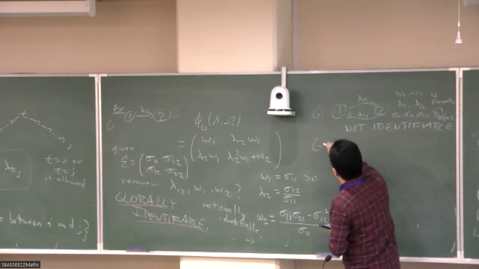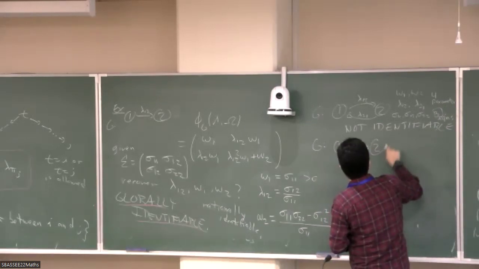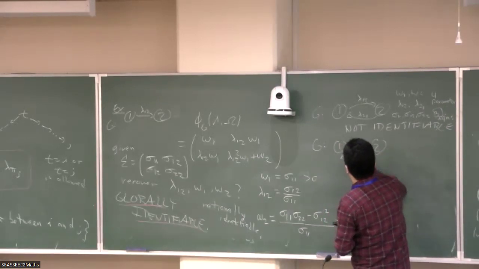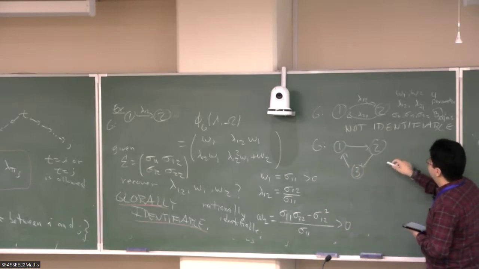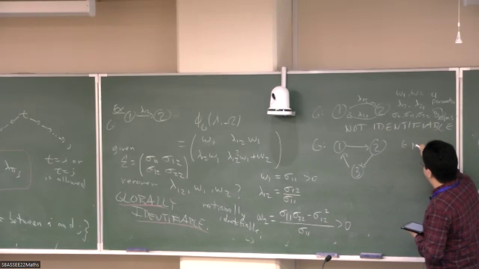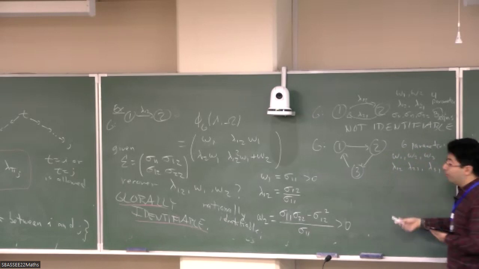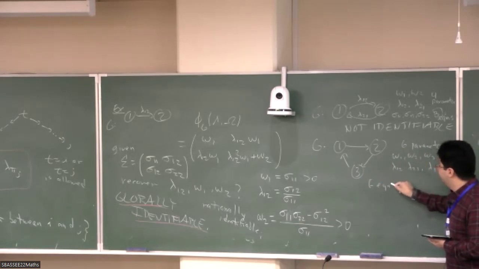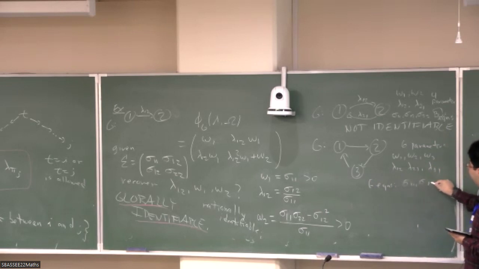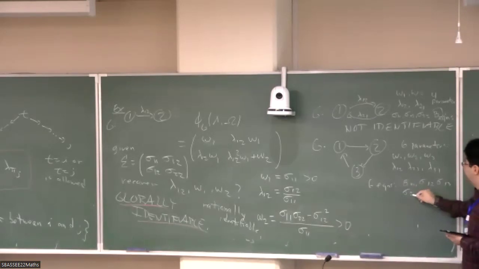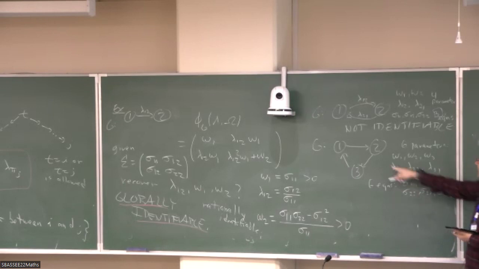And then to end, I will leave you this as an exercise. What happens if you have this larger cycle? Because now there are 6 parameters, right? Namely, omega 1, omega 2, omega 3, and lambda 1,2, lambda 2,3, lambda 3,1. But you also have 6 equations, right? Because coming from sigma 1,1, sigma 1,2, sigma 1,3, sigma 2,2, sigma 2,3, and sigma 3,3. And so now this has a chance of being identifiable.